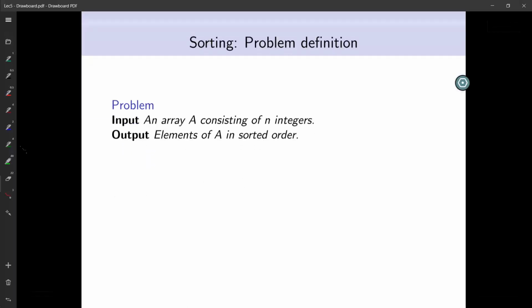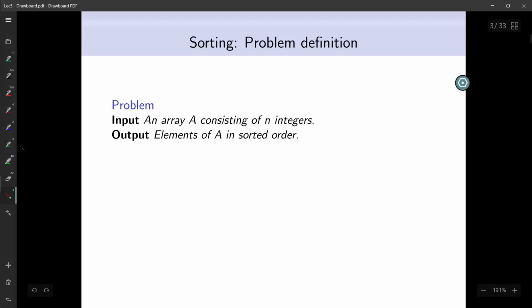So let's just begin with the problem definition once again. In the last lecture, towards the end, I just briefly discussed the problem, but again we'll go over it. So here our input is an array consisting of n integers. You can assume non-negative integers if you need, but it doesn't matter. You can have negative integers too. The output is elements of A in sorted order.